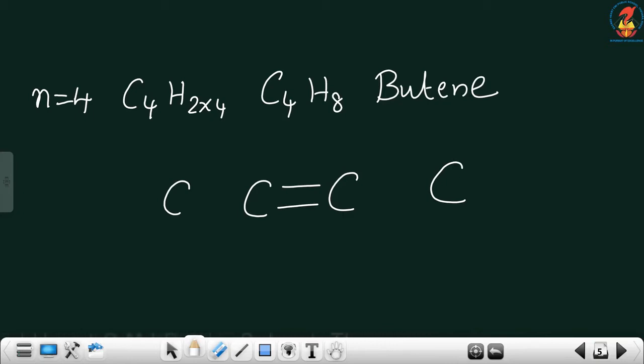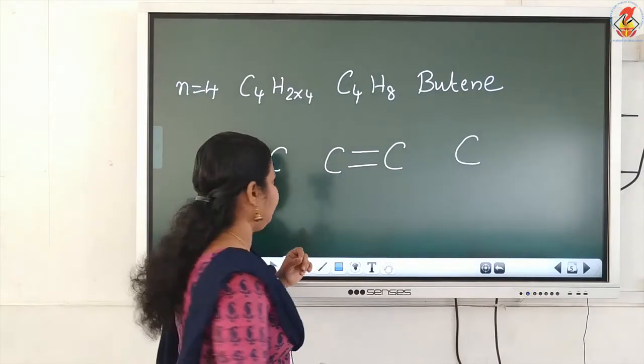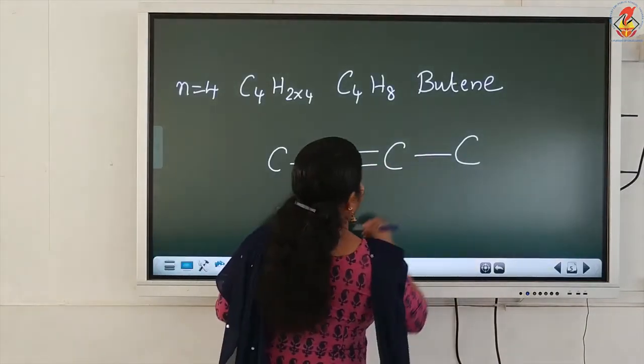There are compounds with more than one double bond between carbon atoms. But now we have just begun the topic. So, one double bond only we will put. Now, the other bonds should be single bonds.